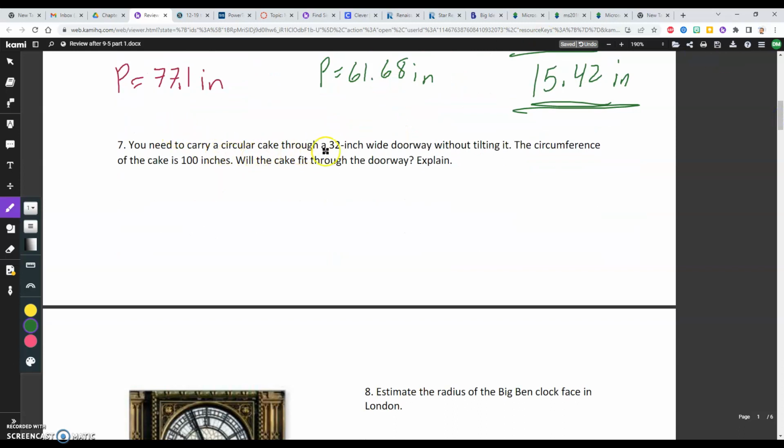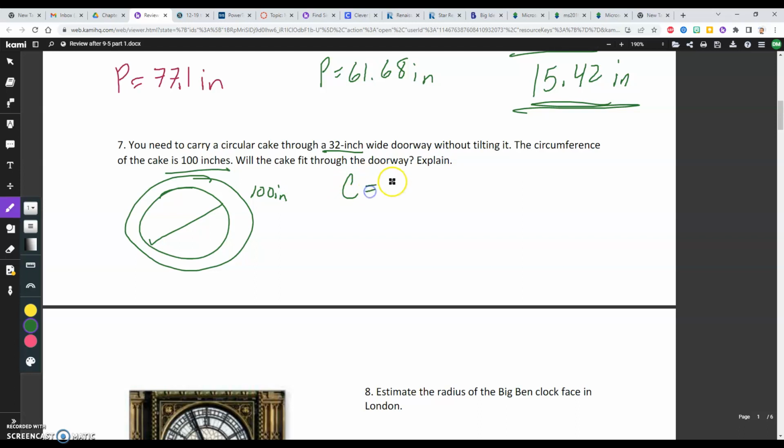We need to carry a circular cake through a 32-inch wide doorway without tilting it. The circumference of the cake is 100 inches. Will the cake fit through the door? So we need to know how wide the circle is, knowing that all the way around is 100 inches. So circumference is pi times diameter. That'll tell us how wide it is. So we go 100 equals 3.14 times d.